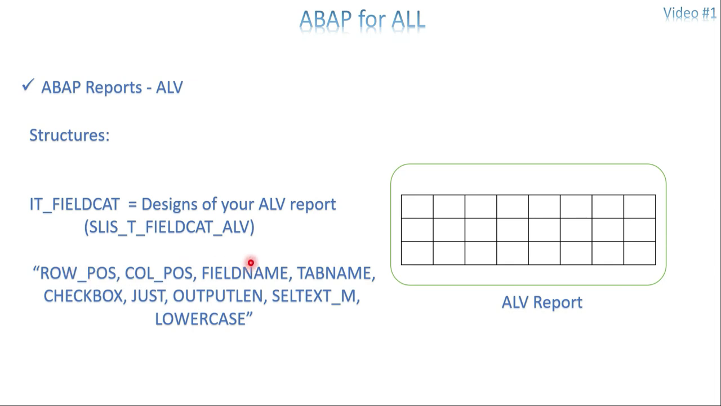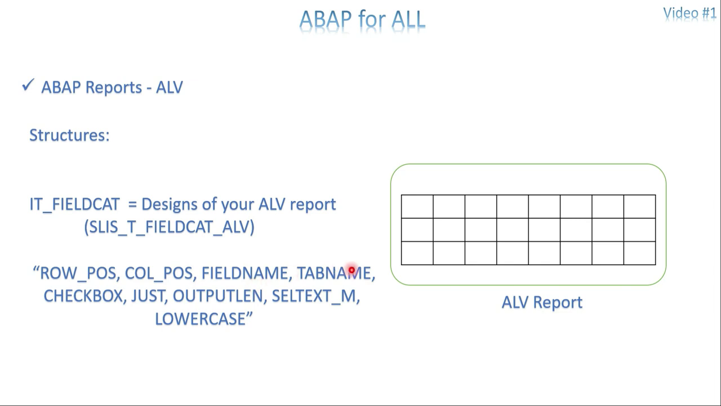For that, we are going to use a few parameters. What is the row position and column position of your field? This is going to be for every field, and you have to write this very clearly. And then the field name: the technical name that you gave in your internal table, which is very important, like material number or MATNR.